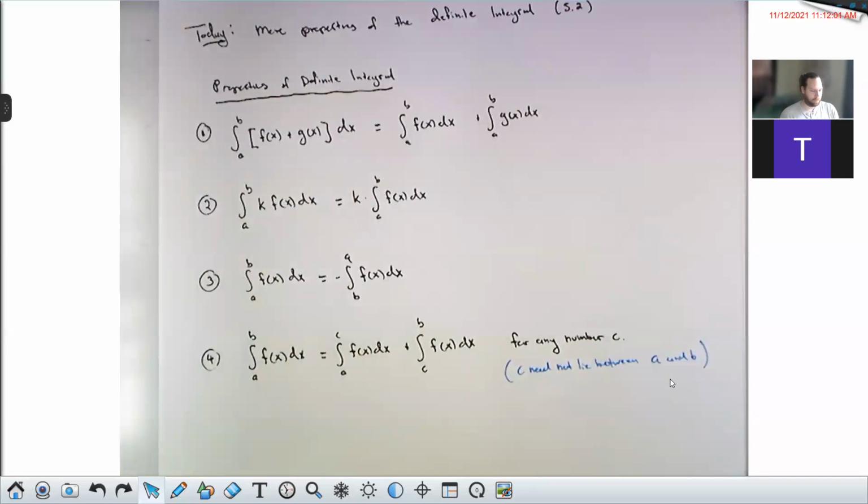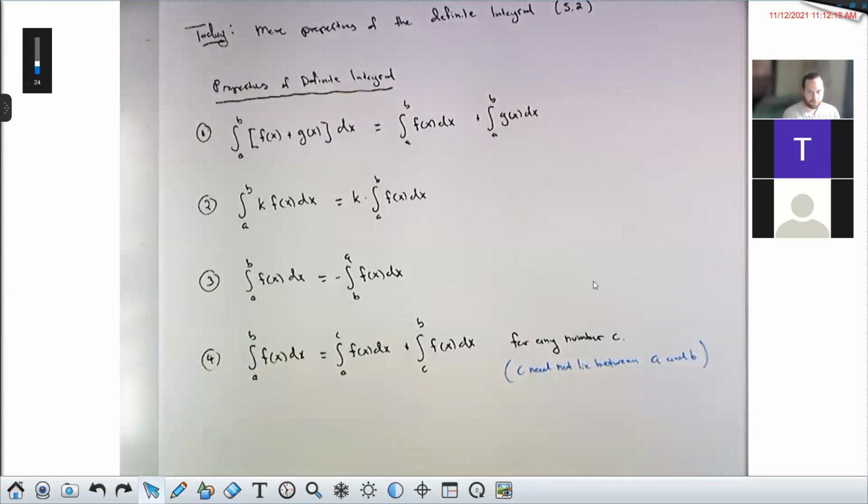The result is quite intuitive if c does lie between a and b, because then you can think of it as splitting up the area into two areas. But it also works if c is outside the interval ab. Why is that? Yeah. It's strange, but I will try to explain how this is a true statement, even if c isn't between a and b.